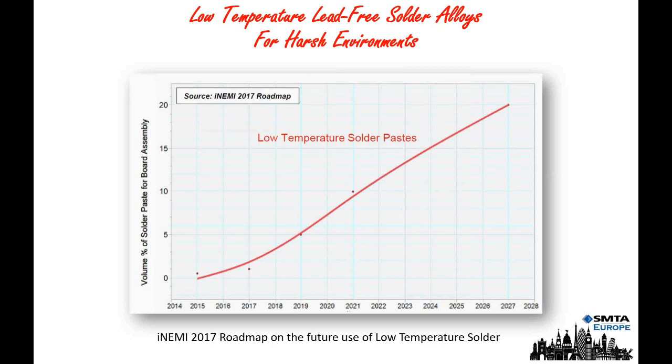So again, sometimes there are fitness for purpose issues, and it's getting the testing right. The thing I'd like to highlight is this graph that is included in the iNEMI project roadmap, and they've been doing a couple of projects on low temperature material for the last couple of years. One of the things we certainly see within the industry is low temperature materials increasing in usage and popularity.